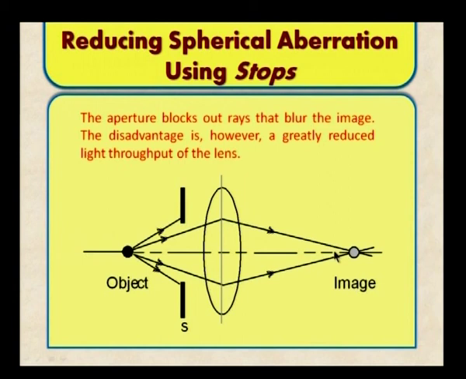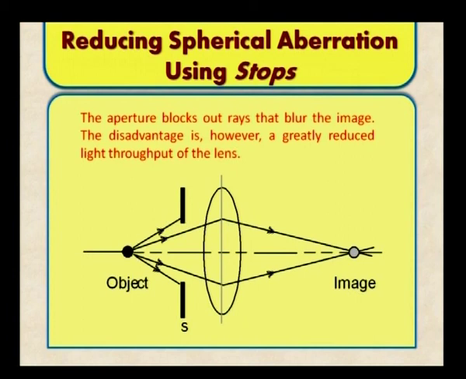But in either case the image will have a better quality. So, the aperture blocks out rays that blur the image. The disadvantage, however, is a greatly reduced light throughput of the lens. By cutting the light rays, the intensity of the image that you obtain will be lost, because partially you are cutting the light rays. The intensity will be lost, but the quality of the image will be better.